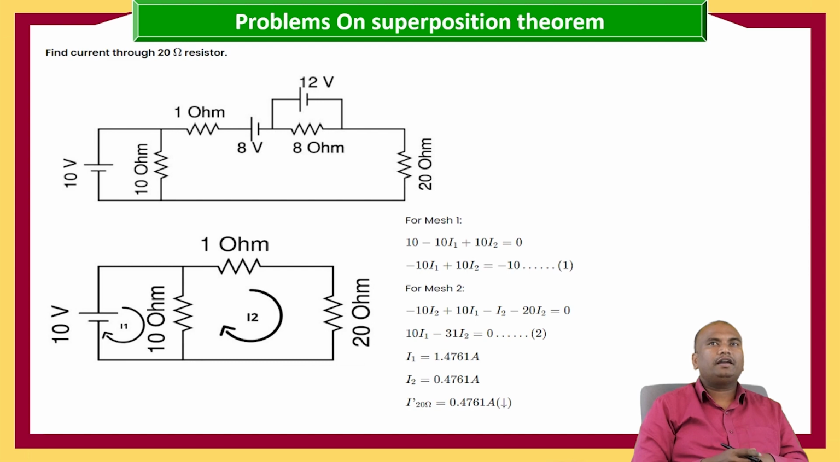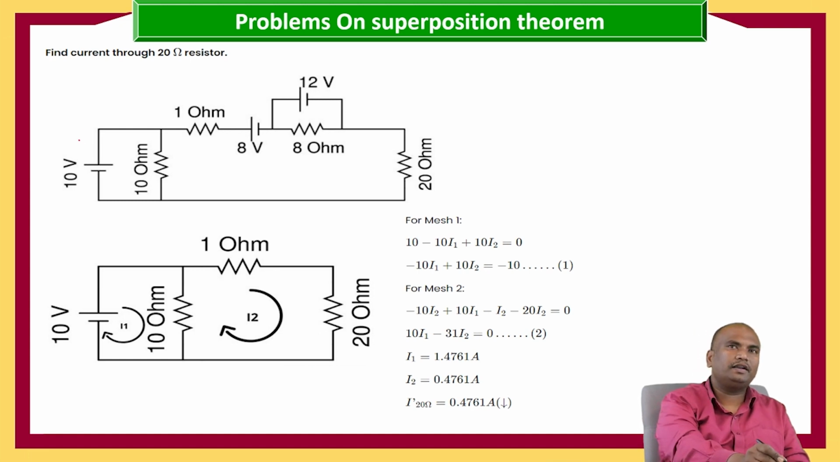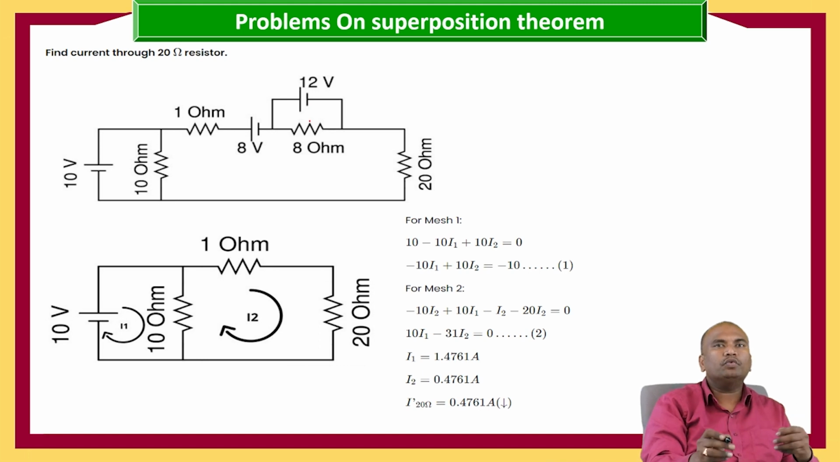Now find the current flowing through 20 ohms. In order to find it, first we consider that the 10 volt source is acting, and the 8 volt and 12 volt sources are short circuited. When the 12 volt source is short circuited, the short circuit is in parallel with the 8 ohm resistance, which then becomes 0. So this complete path is removed. So that is 10 volts, 10 ohms, 1 ohm, 20 ohms.